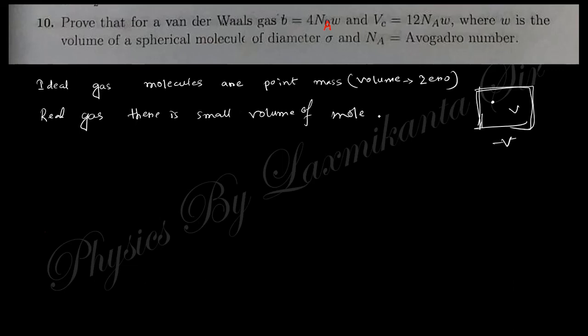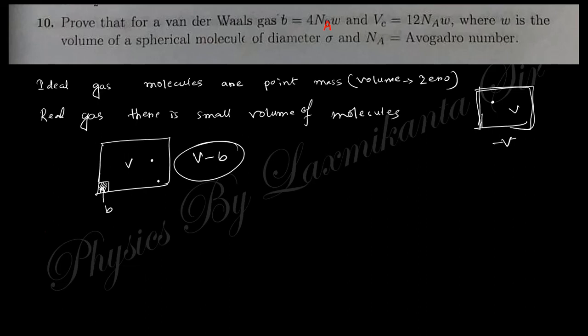There is some volume, right? If there is some volume of this molecule, I take this volume as b. So this molecule can occupy this region. The total is V and this is b, so any molecule can occupy V minus b, right?